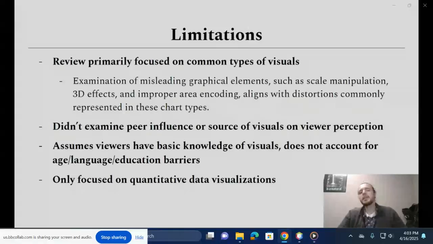One contextual thing that they didn't examine, that they mentioned and that I was going to bring up, was peer influence, or how we're exposed to the visualization and how that influences a viewer's perception or likelihood to engage critical thinking. Also, all of these studies basically assume that viewers are literate, don't really have an age or language barrier, and it's only really focused on quantitative data visualizations. Didn't really include any qualitative or categorical data.